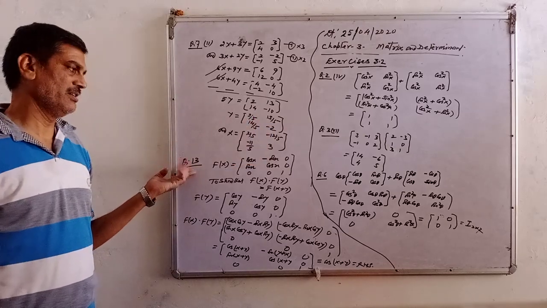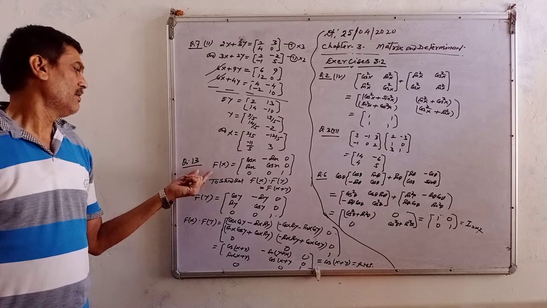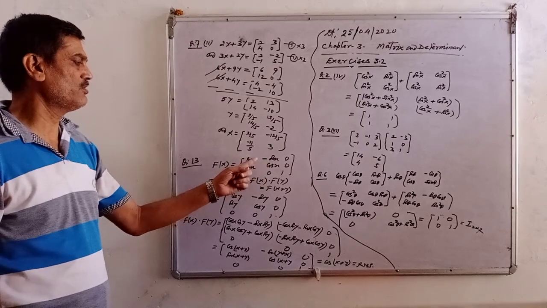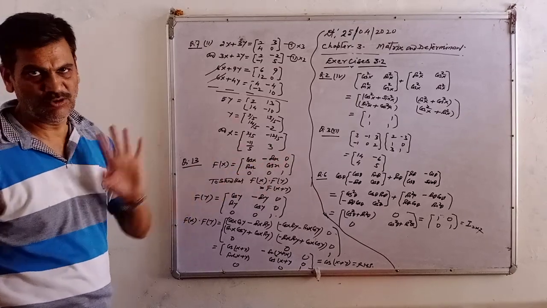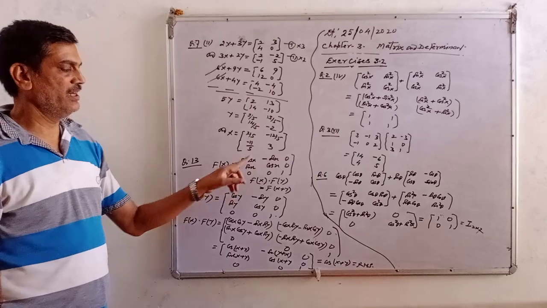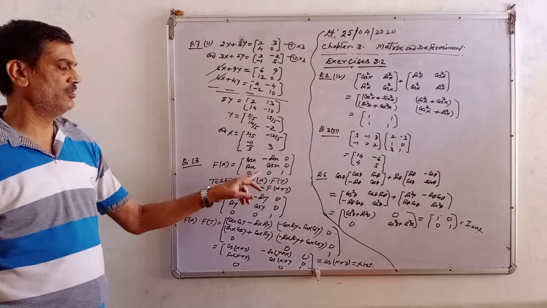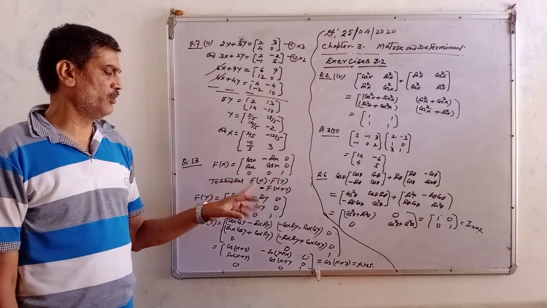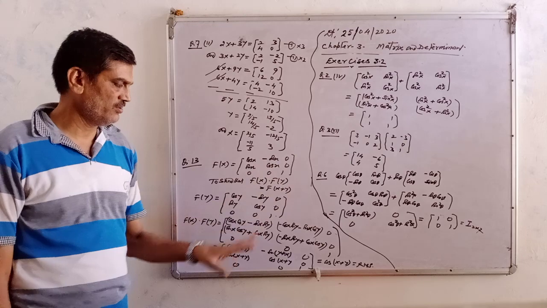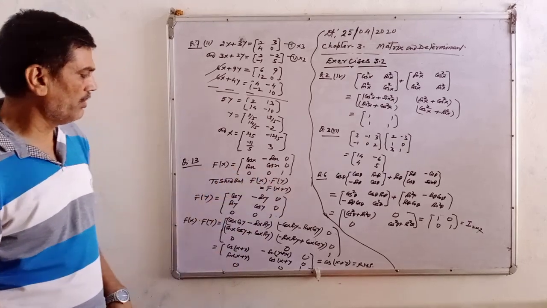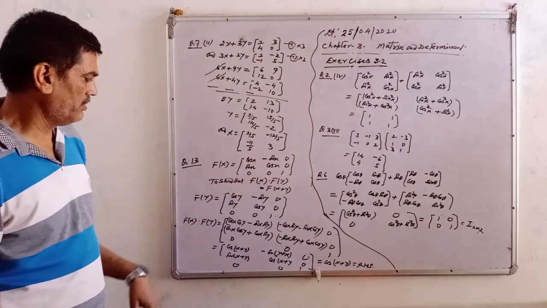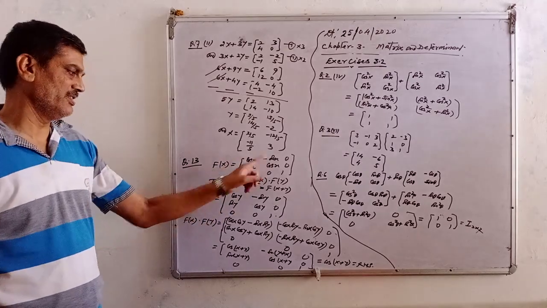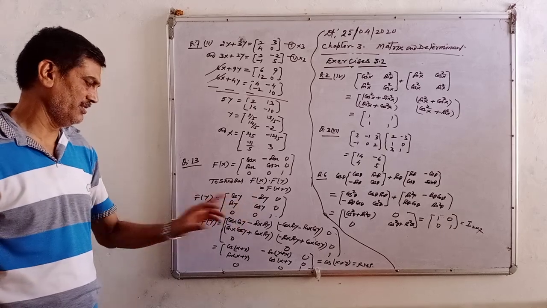Now next is question number 13. A relation in the x variable is given in matrix form: first row cos x, minus sin x, 0; second row sin x, cos x, 0; and third is 0, 0, 1. Here you have to prove fx into fy is equal to f of x plus y. First you will find the value of fy. Instead of x, write y, replace x by y. From this relation, fx is given, then fy you can directly write like this.